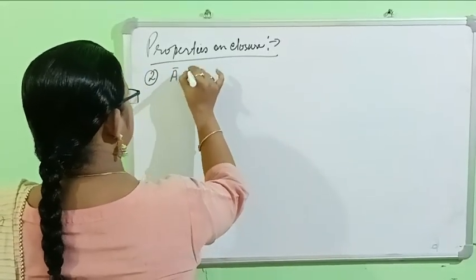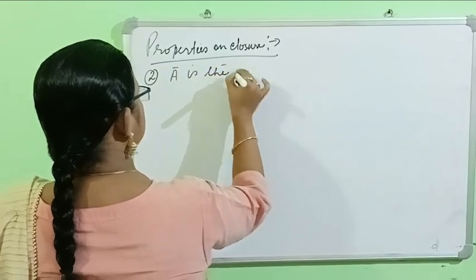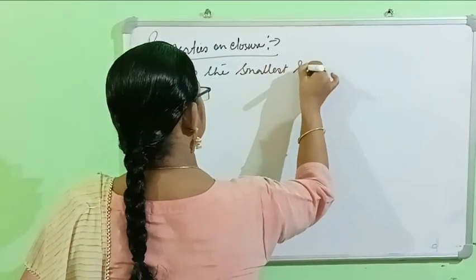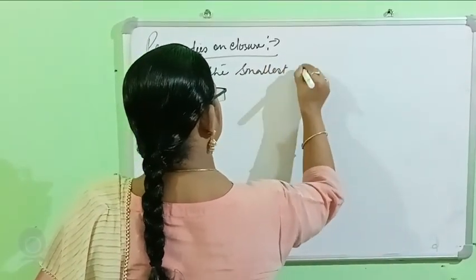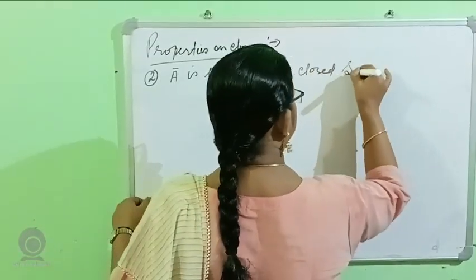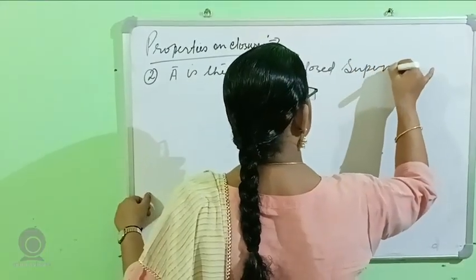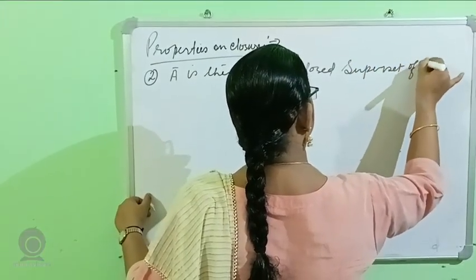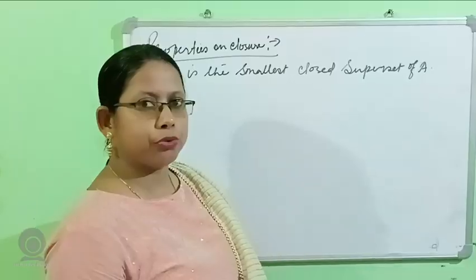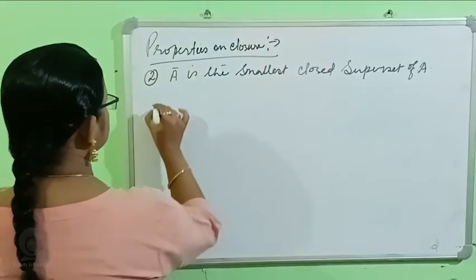Property number 2: closure of A is the smallest closed superset of A. That is, closure of any set is the smallest closed superset of A. Proof.